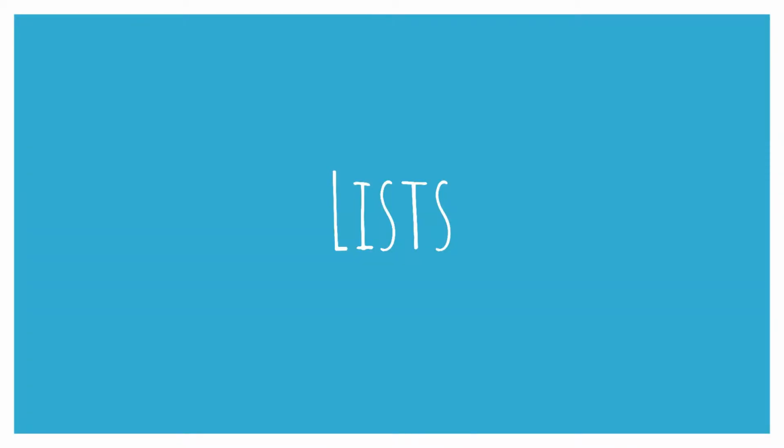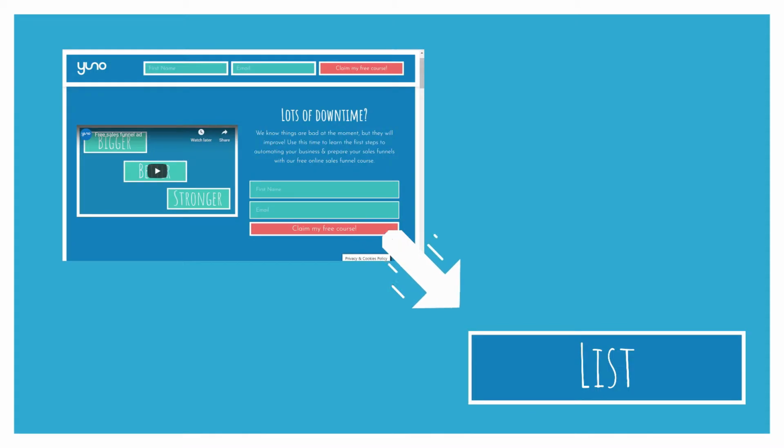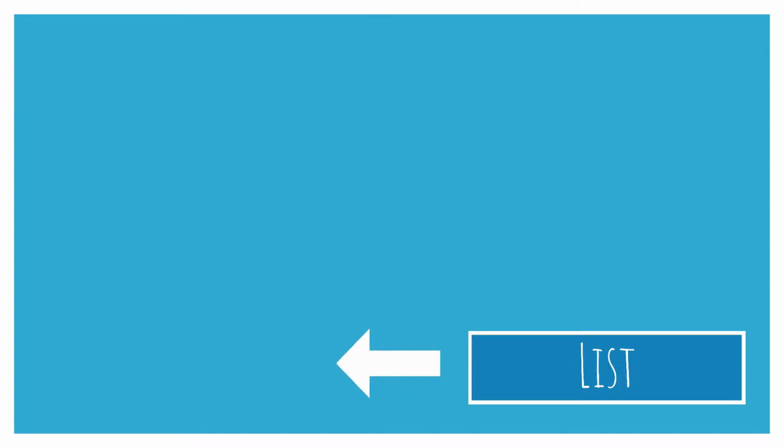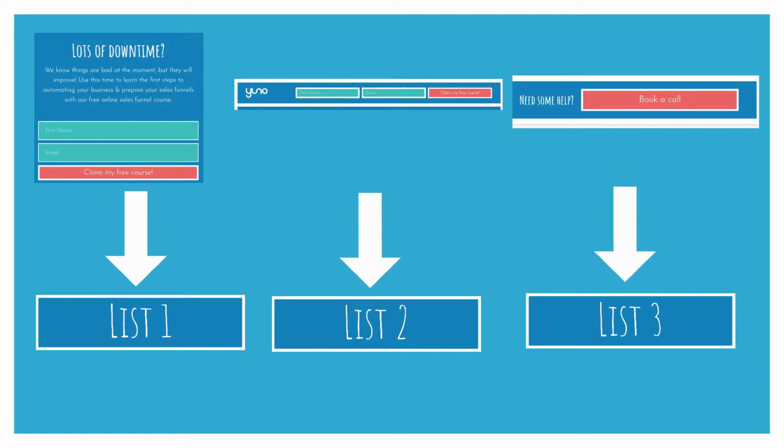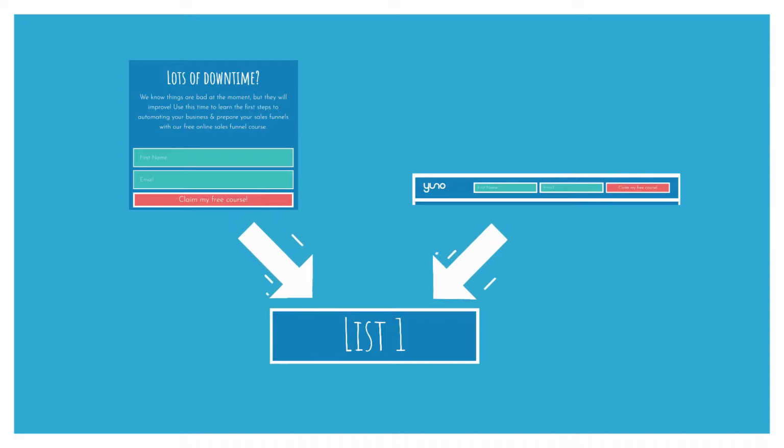In this lesson, we're going to talk about lists, why lists are important, why they should be the first things you need to set up, and what you need to use them for. Users will join a list once they've filled in a form. Once they're on that list, it will then start the automation process. You can have multiple forms leading to multiple lists, or multiple forms leading to just one list.